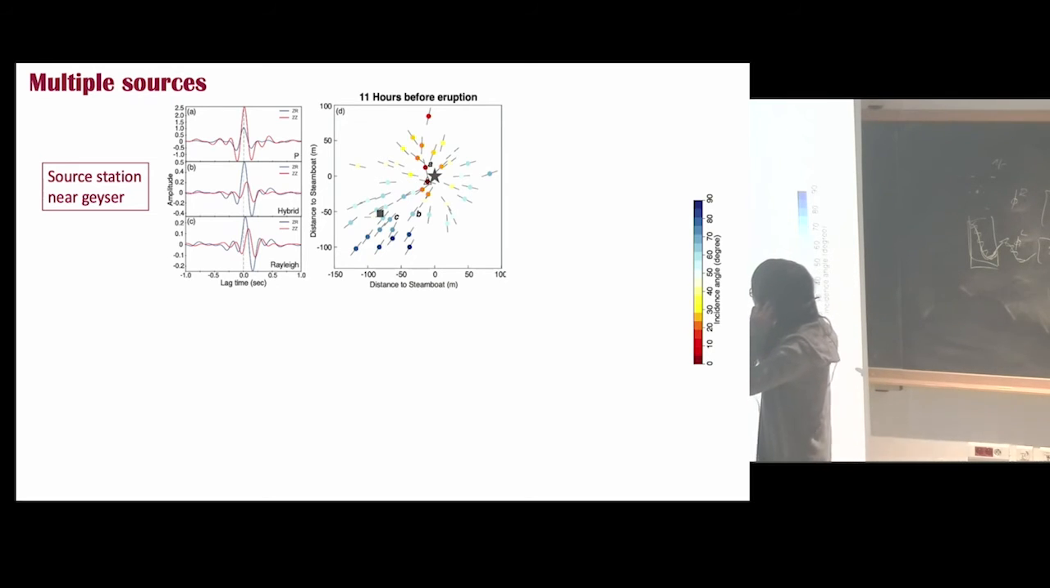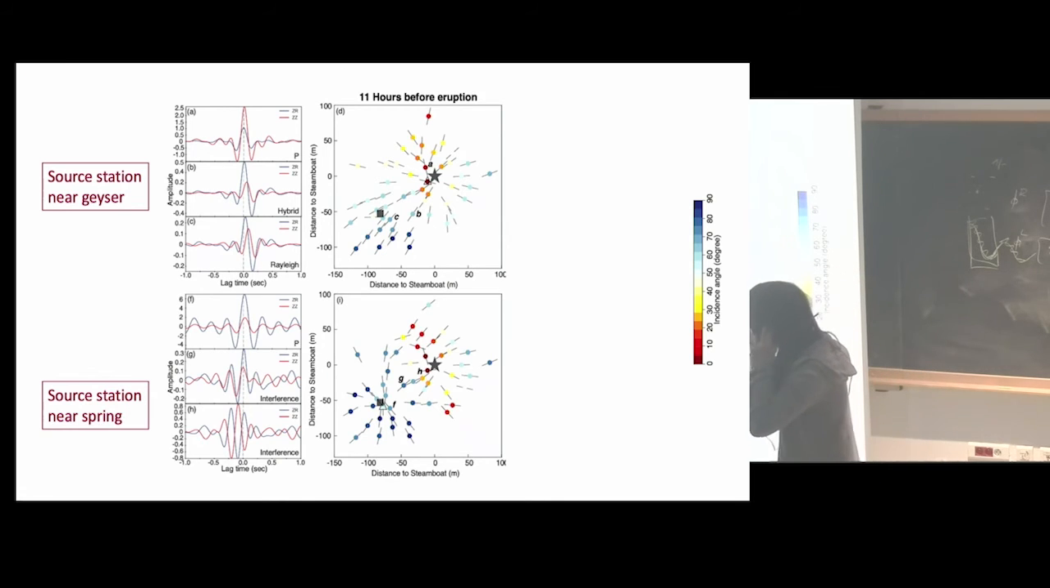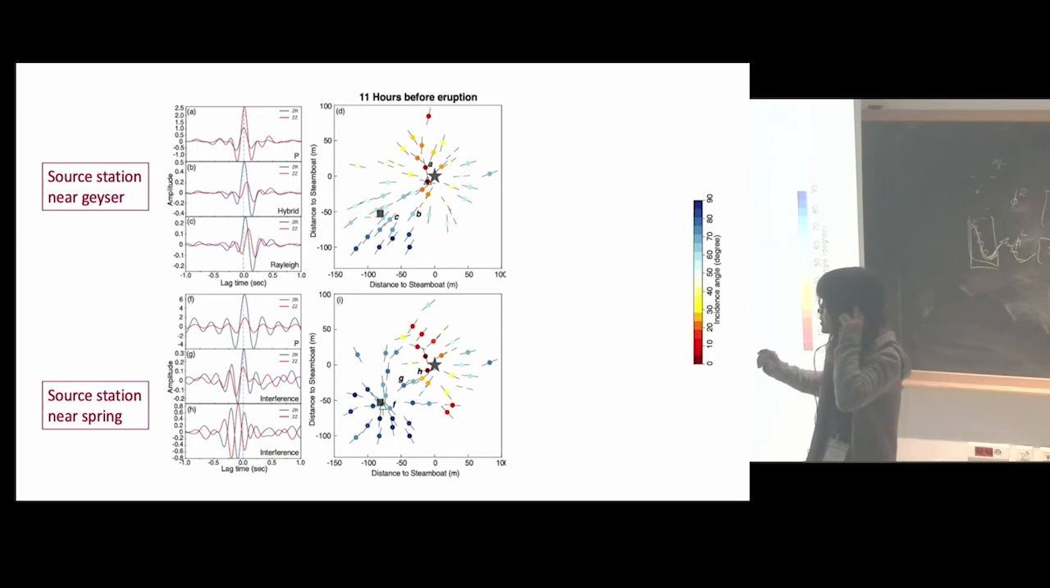But in this case, you can see all of the sources are pointing to the geyser. That means, okay, that's something similar to what we've seen before. If we look at the source station put nearby the spring, we see nearby there's a P wave motion, and ZR is stronger, which means it's more horizontal incidence.